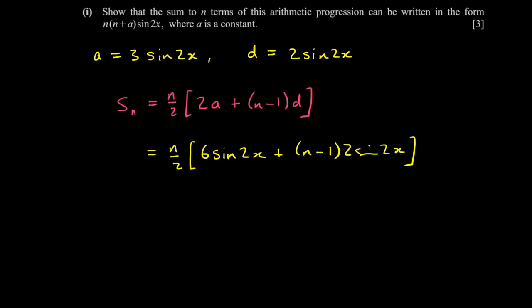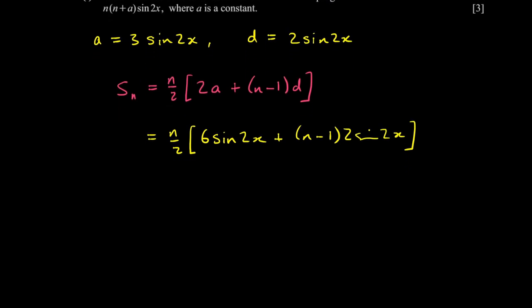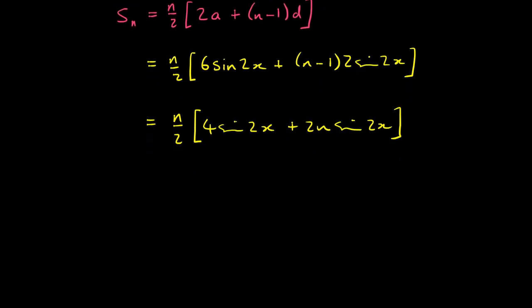Okay, so then let's expand this all out. So we're going to get n upon 2 times 6 sine 2x minus 2 sine 2x. So that'll be 4 sine 2x, and then plus 2n sine 2x, because I expand the n there times the 2 sine 2x. Then if I multiply through the n upon 2, here I'm going to get 2n sine 2x, and here what I'm going to get is plus n squared sine 2x.